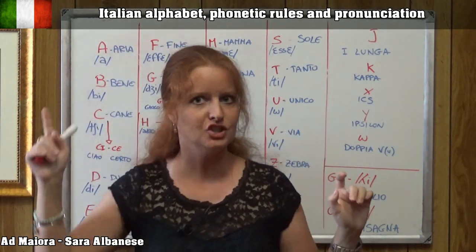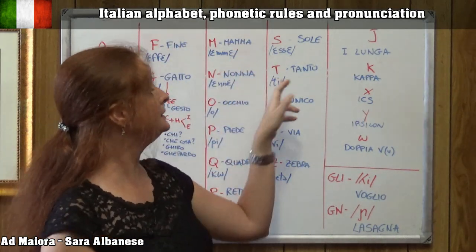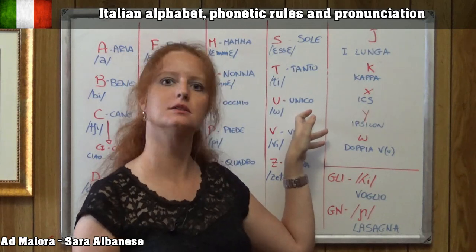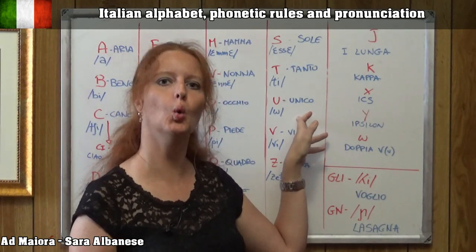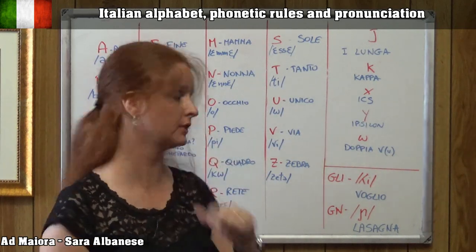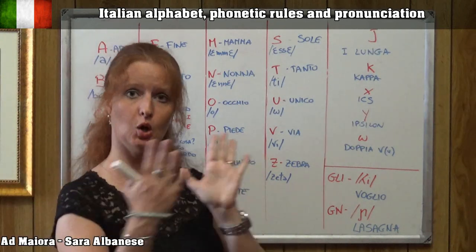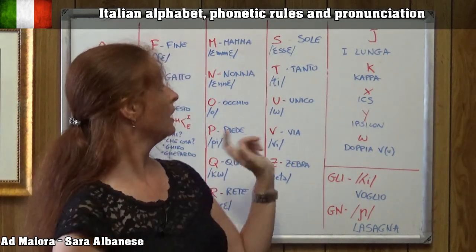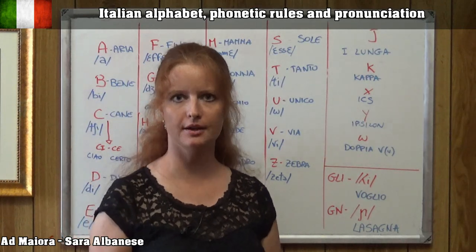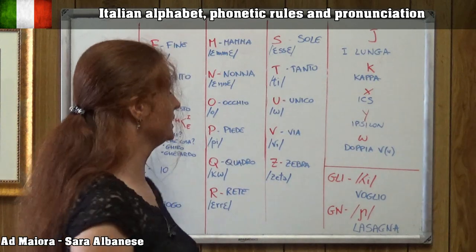A B C D E F G H I L M N O P Q R S T U. It's not U, it is U, written like this, like a W in the phonetic alphabet. We already mentioned that because we said that it is always together with Q. The word I've written here is unico, it's like unique, it's the same. Unico, this is quite easy.